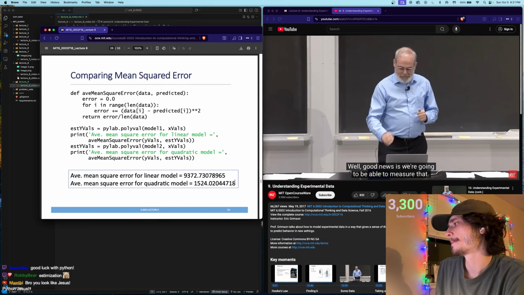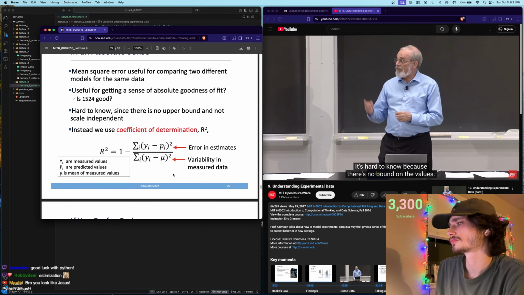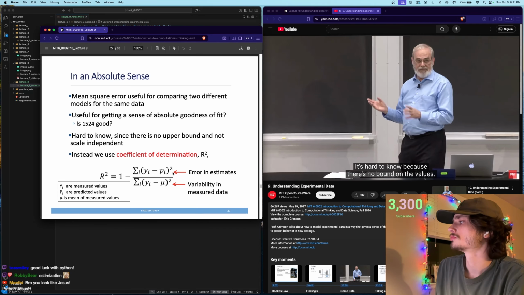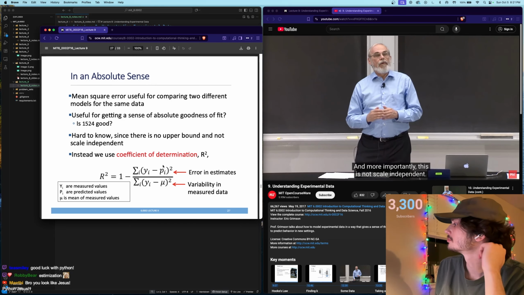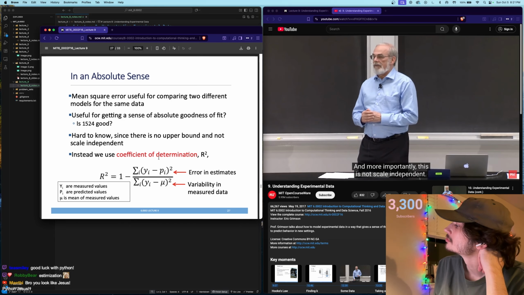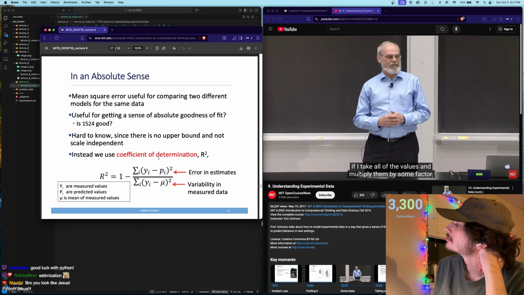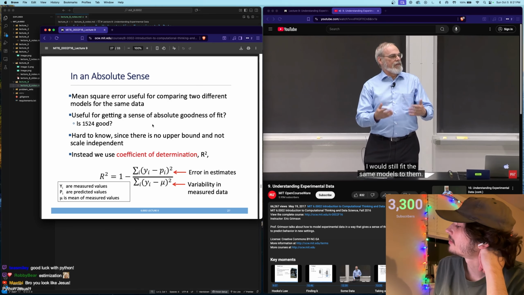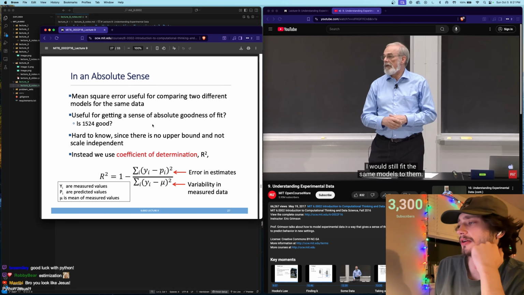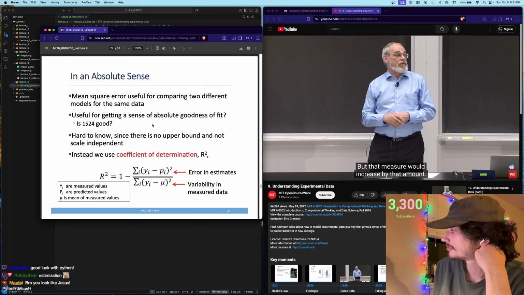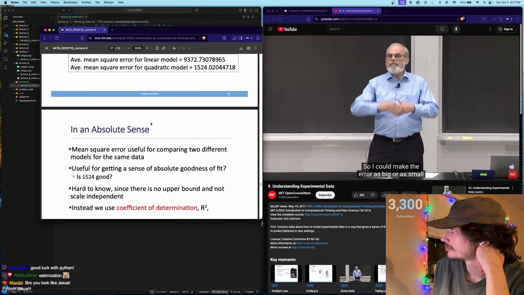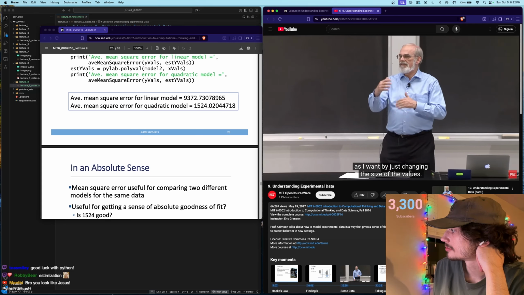Okay. Well, good news is we're going to be able to measure that. It's hard to know because there's no bound on the values. And more importantly, this is not scale independent. What do I mean by that? If I take all of the values and multiply them by some factor, I would still get the same fit, the same models. They would just scale. It's linear. But that measure would increase by that amount. So I could make the error as big or as small as I want by just changing the size.